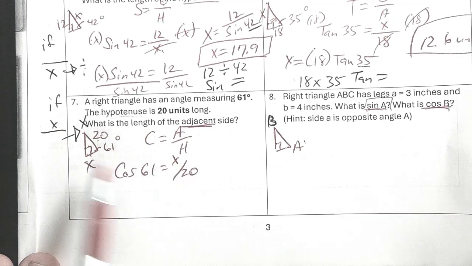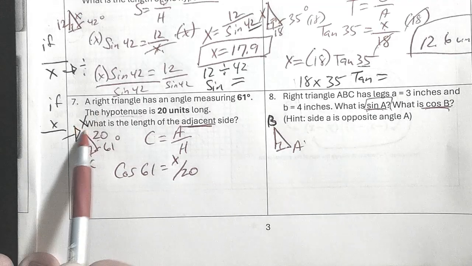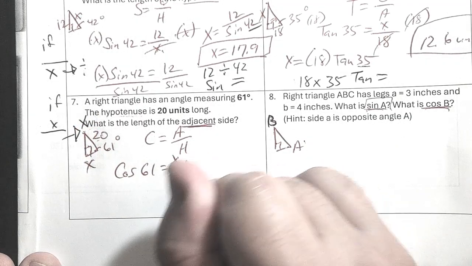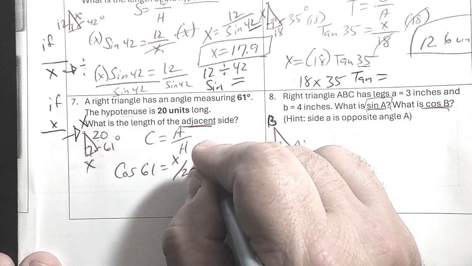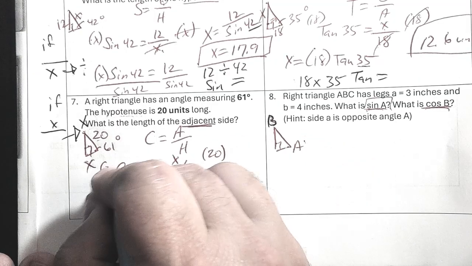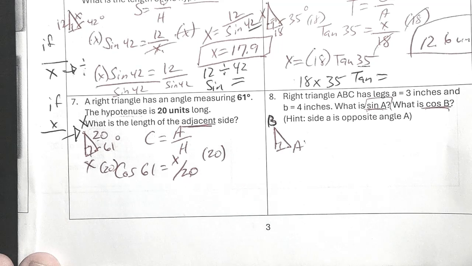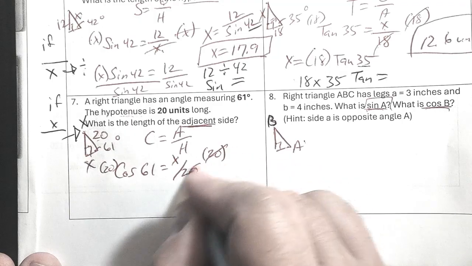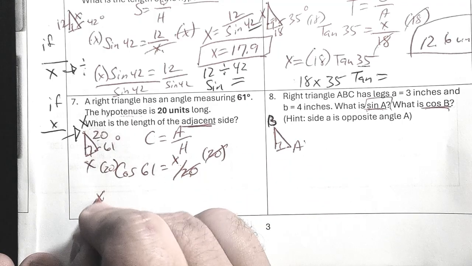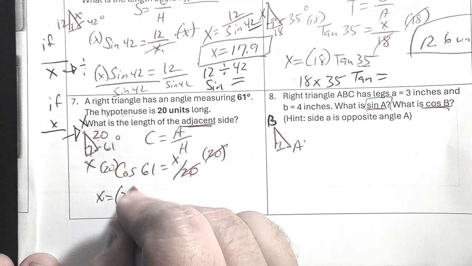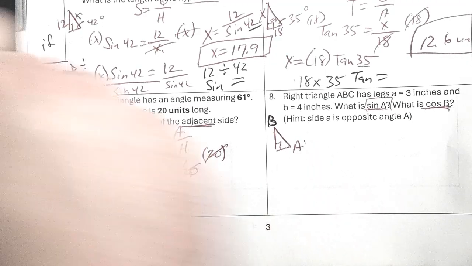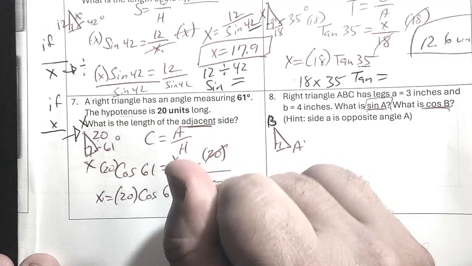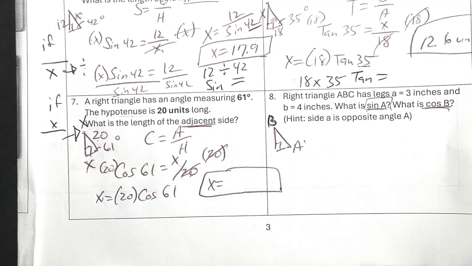So x is on top. Then we're going to multiply. Let me show you how. So 20 is on the bottom of this fraction. We multiply both sides by 20. This cancels this guy, so I'm going to write this backwards. So x equals 20 times cosine 61. So I just write x equals over here. Sorry, I went over there, but it's fine.